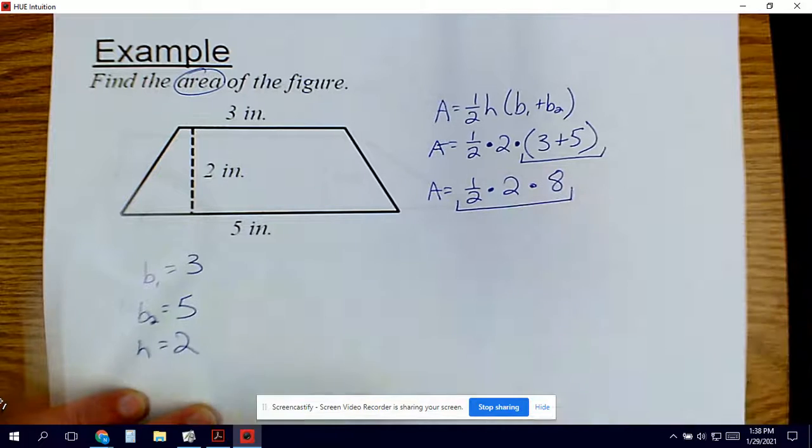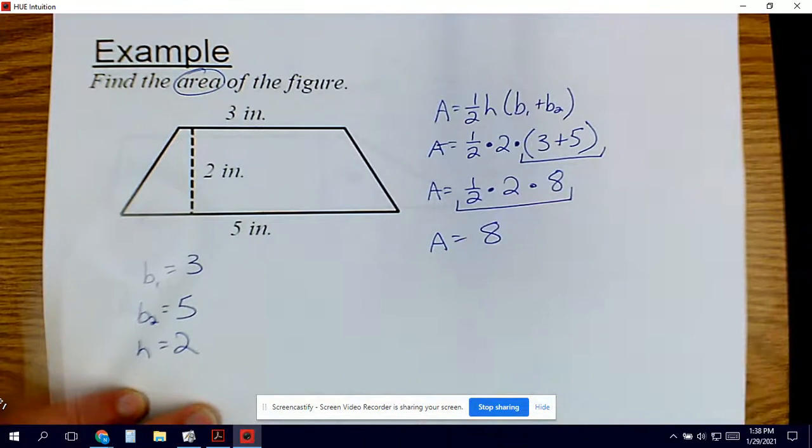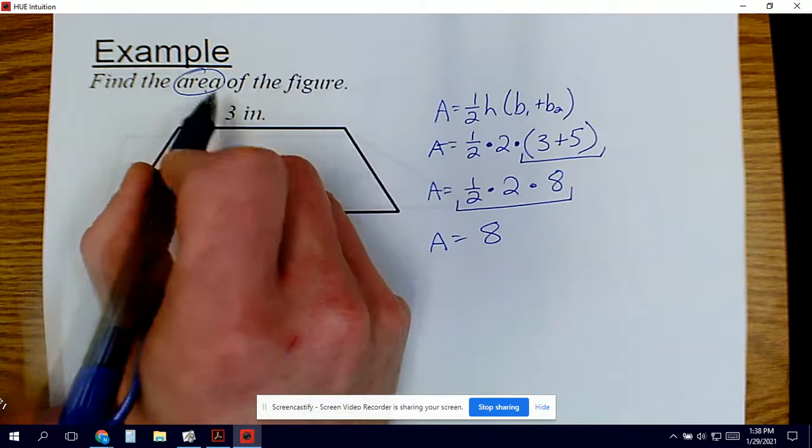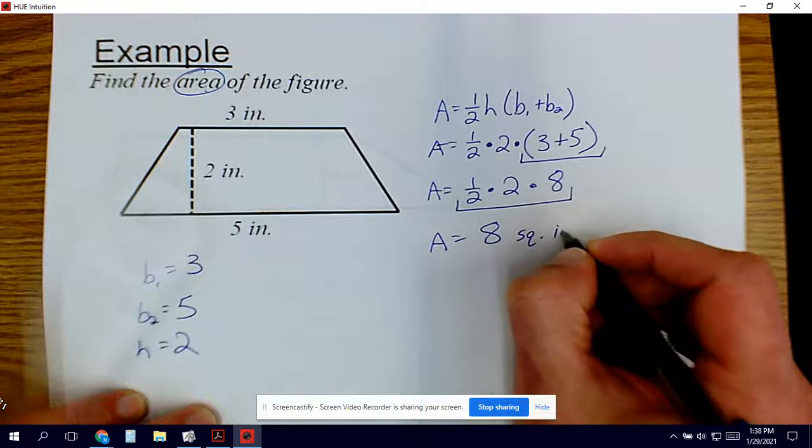I can perform all that multiplication at once. 1/2 times 2 times 8 gives me an answer of 8. Because we are measuring area and the original dimensions were inches, these would be 8 square inches.